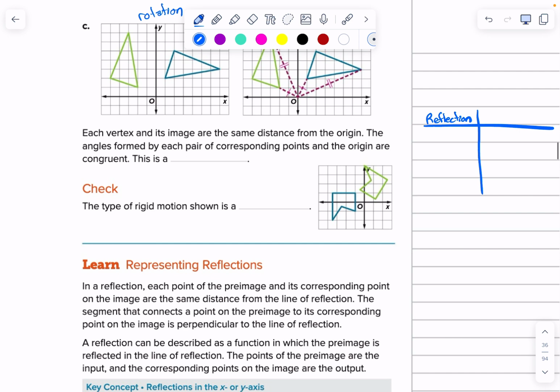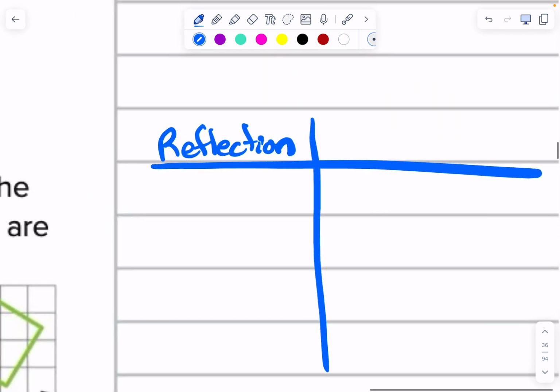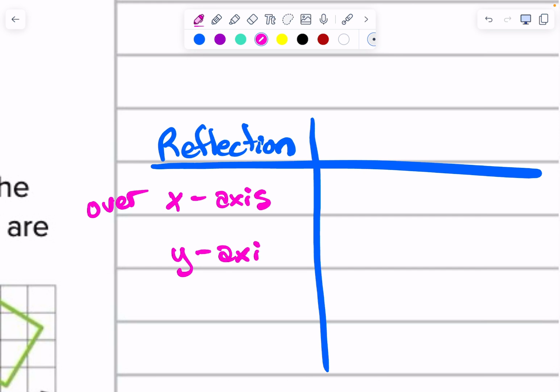Okay, reflection. There are 3 different types of reflections that we're going to do. I don't know if they do all these, but I do 3 different types of reflections. We can reflect something over the x-axis. We could reflect something over the y-axis. And we could reflect something over the line y equals x.